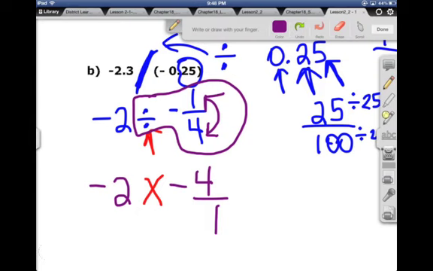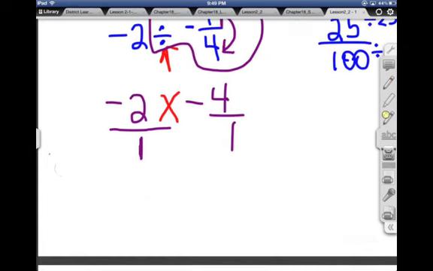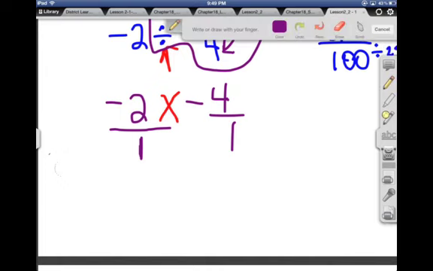Now, a couple of kids said, well, what am I supposed to do? I said, well, here you go. Any whole number, or I should say any integer, can always be expressed over 1. We can always put a value over top of 1, which means we can put it into at least one group, which is what that's saying. Well, take a look at it. What's -2 times -4? It's 8. Now, 8 over 1, 8 in one group. You have 8 kids, they're in one group. Well, that's 8.